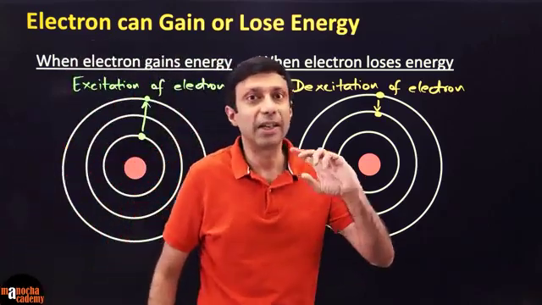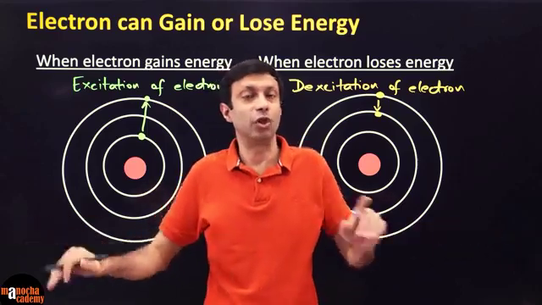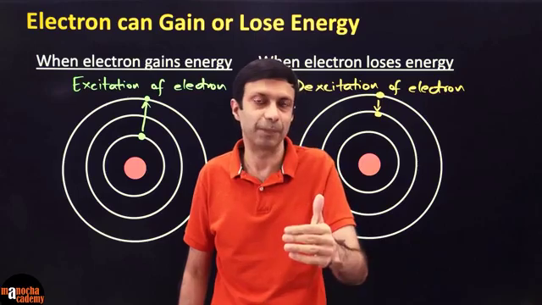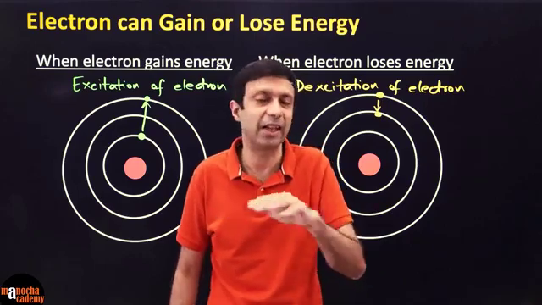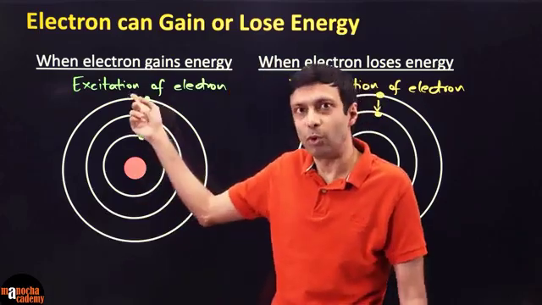So this is the important concept here. When an electron gains or loses energy, it cannot stay in the same shell. Because remember, in the shell, the energy is fixed, right? Because every shell has an energy level. But when it gains energy, it's called excitation. It will move to a higher shell.